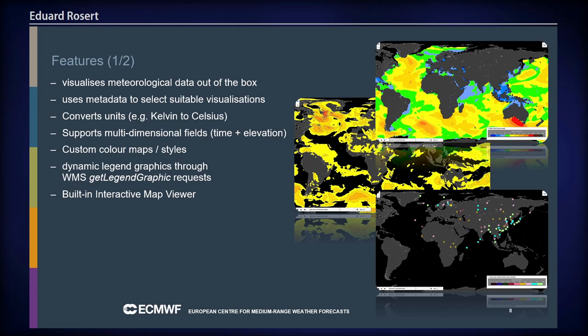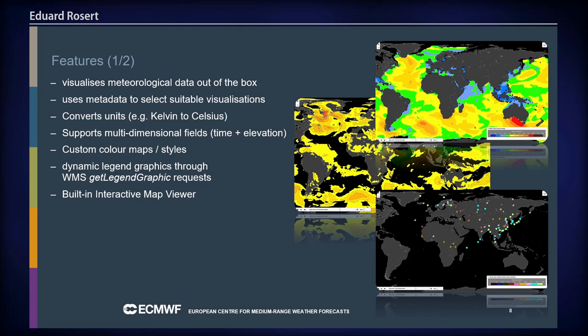Additionally, it automatically converts units where necessary. For example, one very common conversion is Kelvin to Celsius. Usually, people are not very familiar if you display a temperature like 280 degrees. So this is already built in.